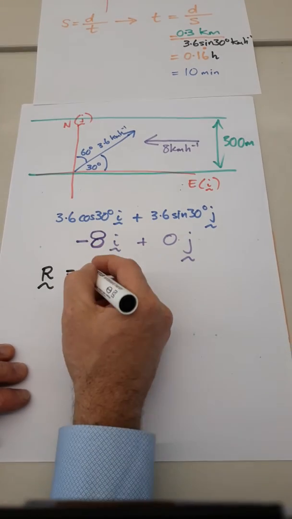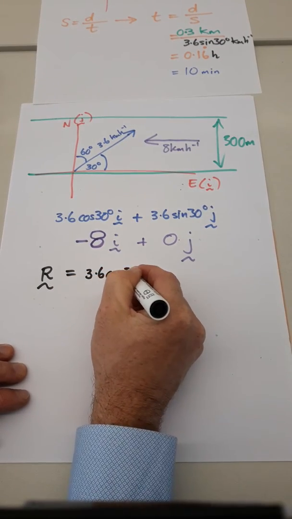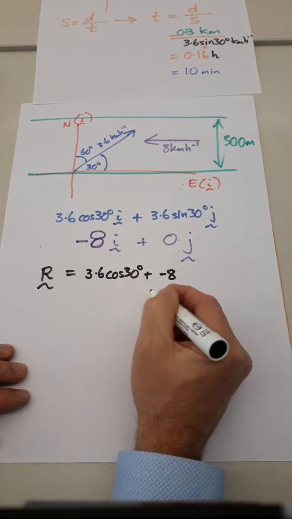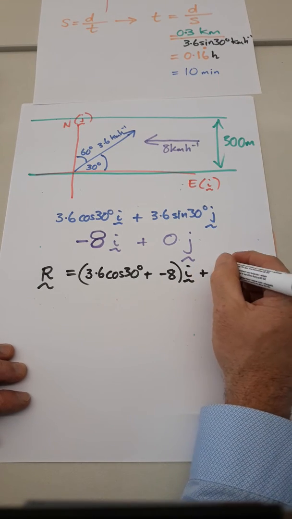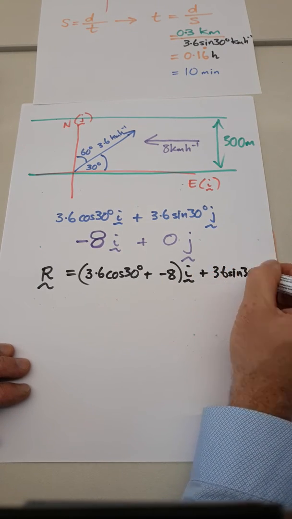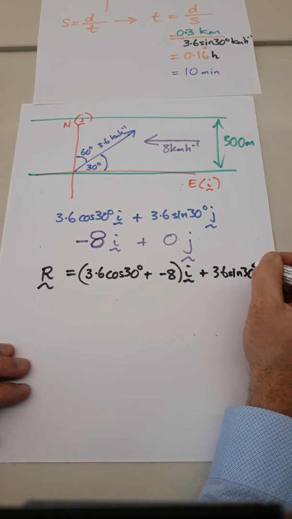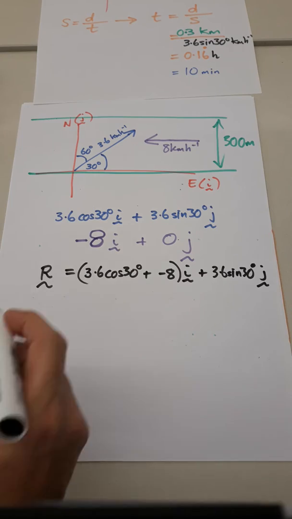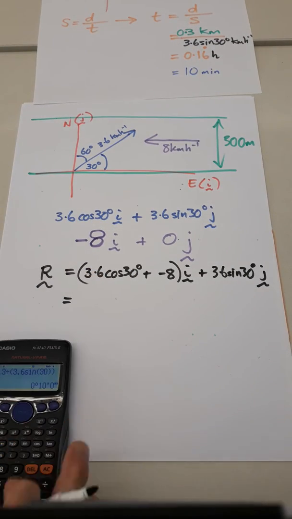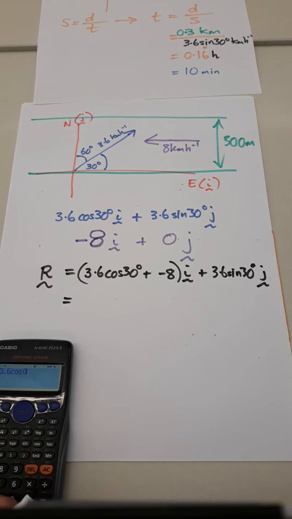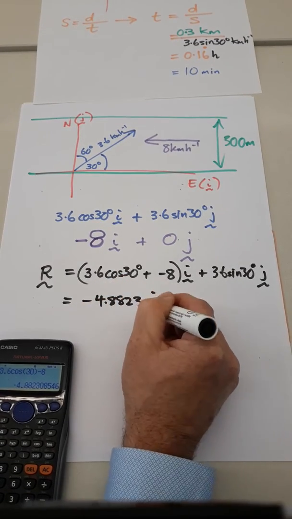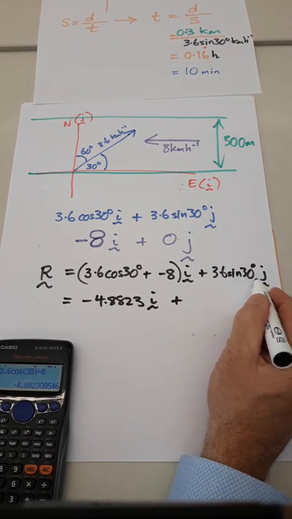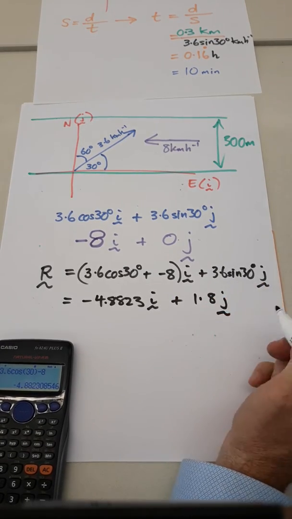I add up the x components, and I add up the y components, plus nothing. So that's what I get. This works out to be 3.6 cos 30 minus 8, about minus 4.8823i. Sine 30 is a half, so that's 1.8j.